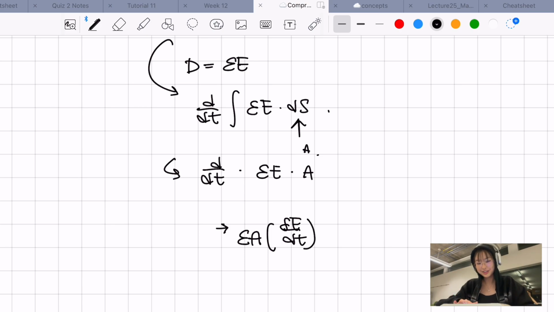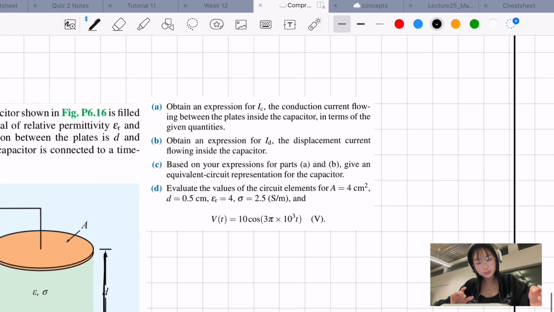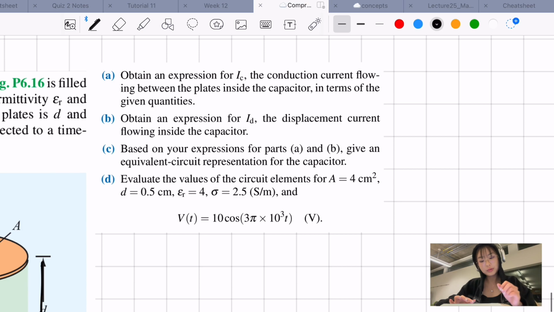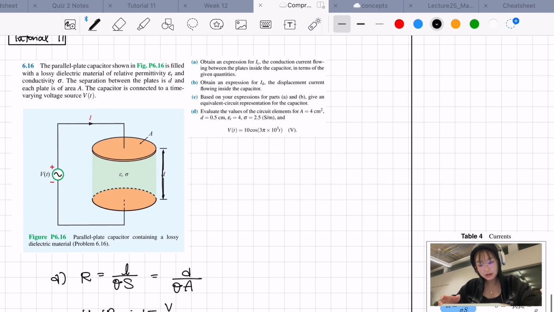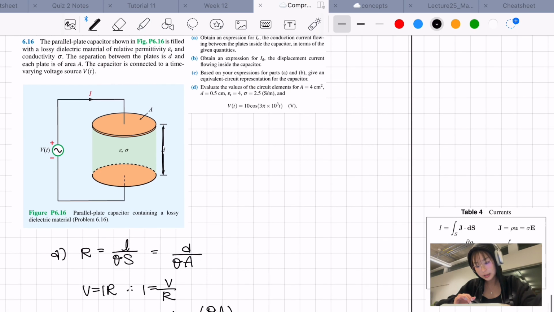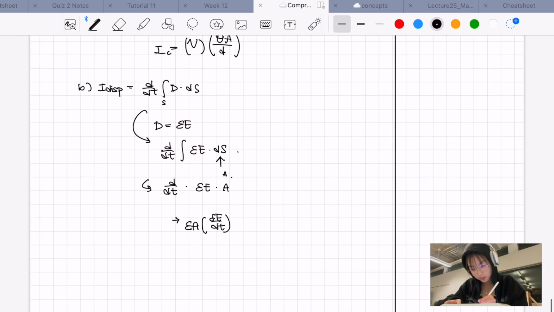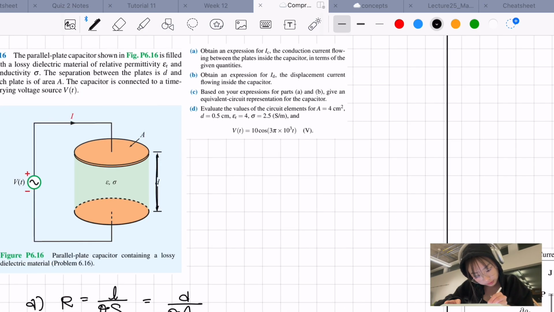That's the final answer. The last question, based on the expressions from parts A and B, asks us to give an equivalent circuit representation for the capacitor. For part A, we found the expression for the conduction current. For B, we have the expression for the displacement current. So C wants us to find the circuit representation.